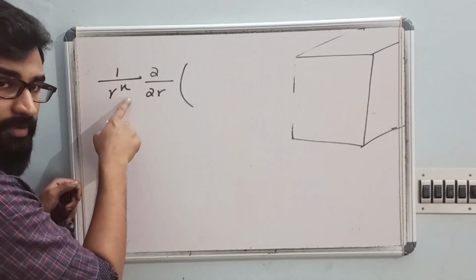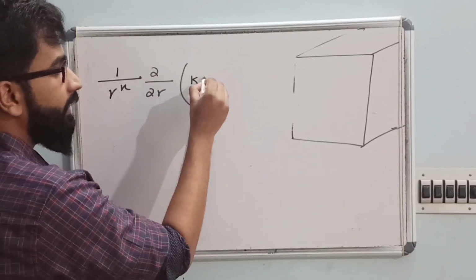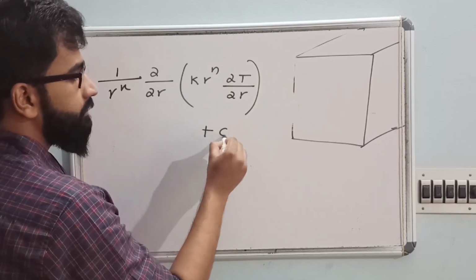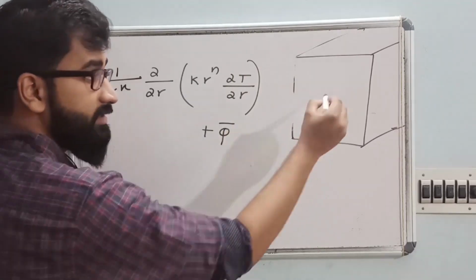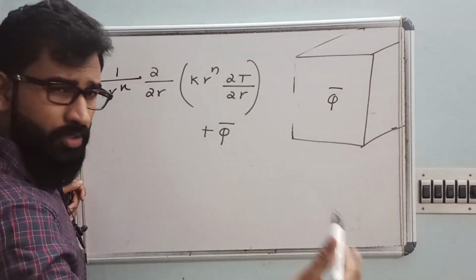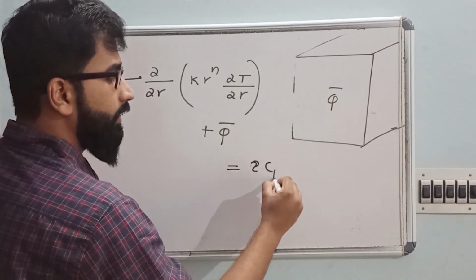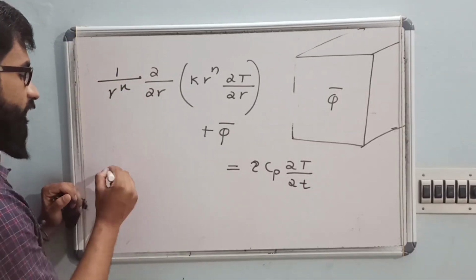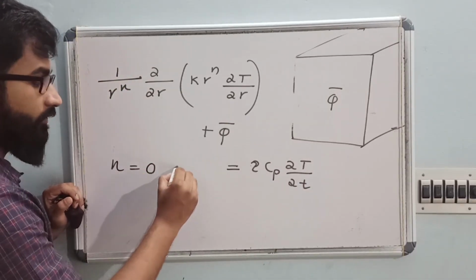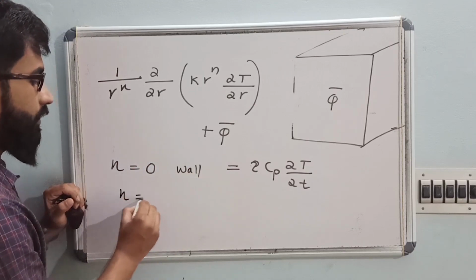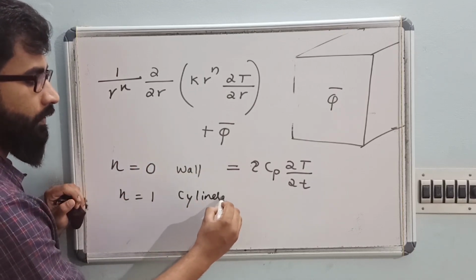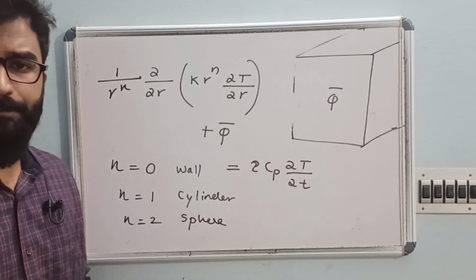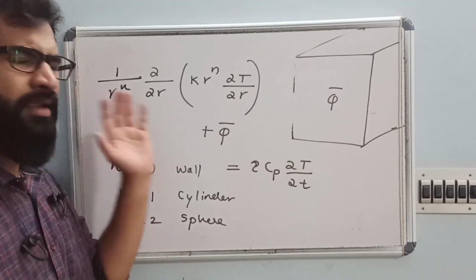that is 1 by r power n, dou by dou r of k into r power n, dou T by dou r, plus Q bar, our heat generation. It can be in a wall, cylinder or sphere, no problem. It is equal to, again you can write, rho Cp into dou T by dou t. So this value of n will be equal to 0 for a wall, n will be equal to 1 for a cylinder, n will be equal to 2 for a sphere. Easy.